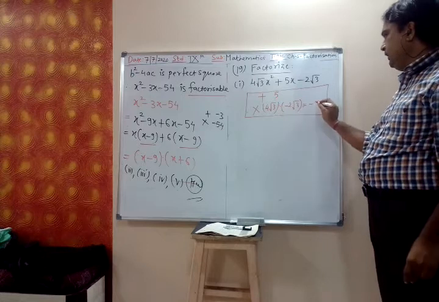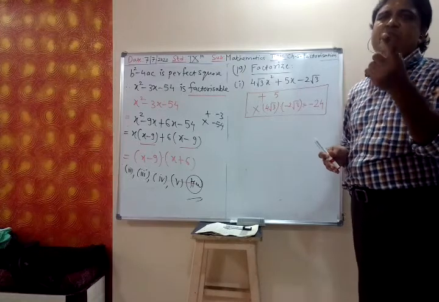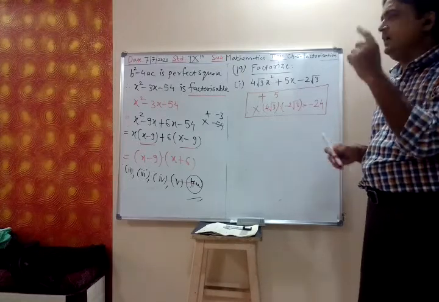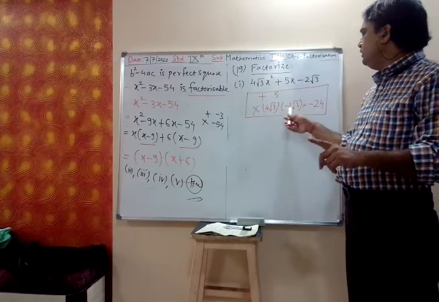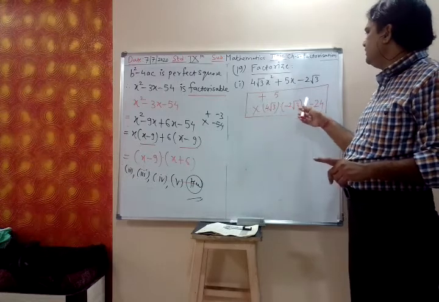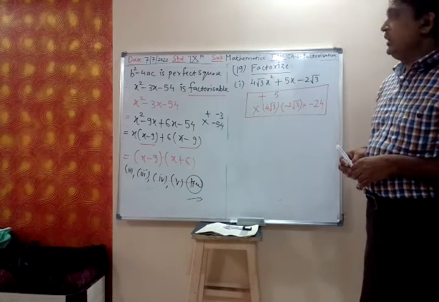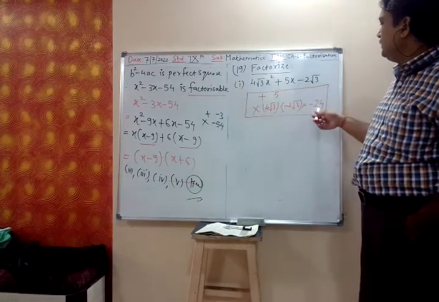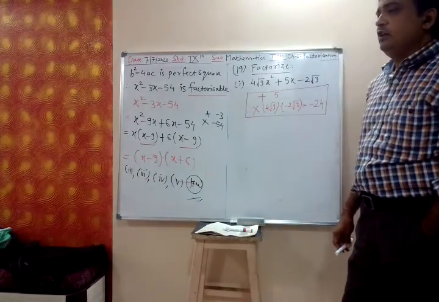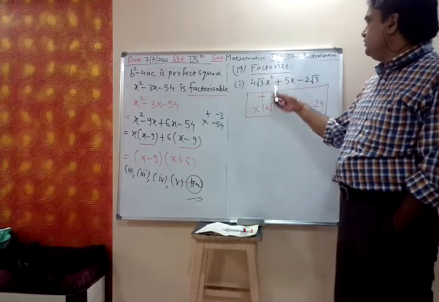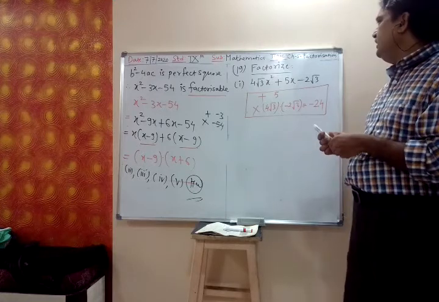Root 9 is same as 3, no? So 4 twos are 8. Then root 3 into root 3 is 3. 8 into 3, 24. Plus into minus, minus. So find two numbers whose sum is plus 5 and multiplication is minus 24. What are two numbers? Multiplication is minus 24: 8 and minus 3.